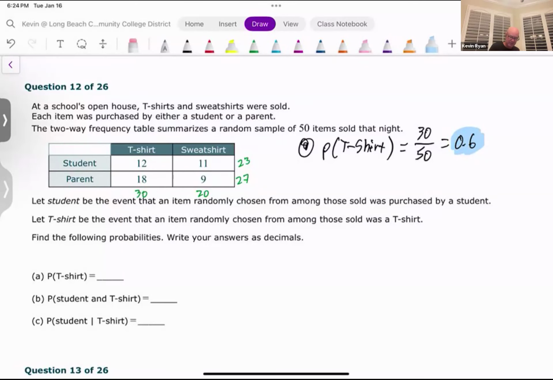All right, part B. Actually, part B I can put here. Probability it's a student and t-shirt. Again, that's going to be out of my 50. And how many students bought t-shirts? That is 12.